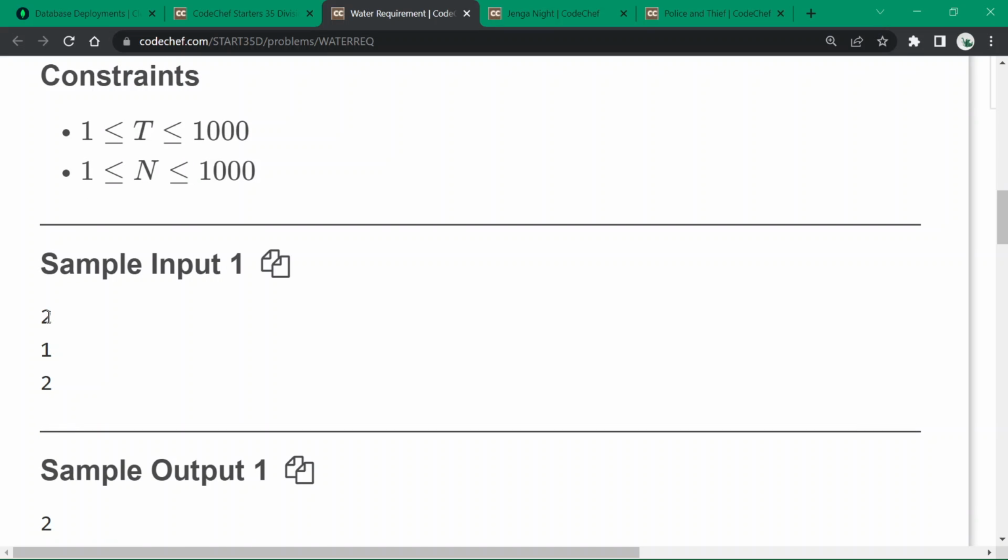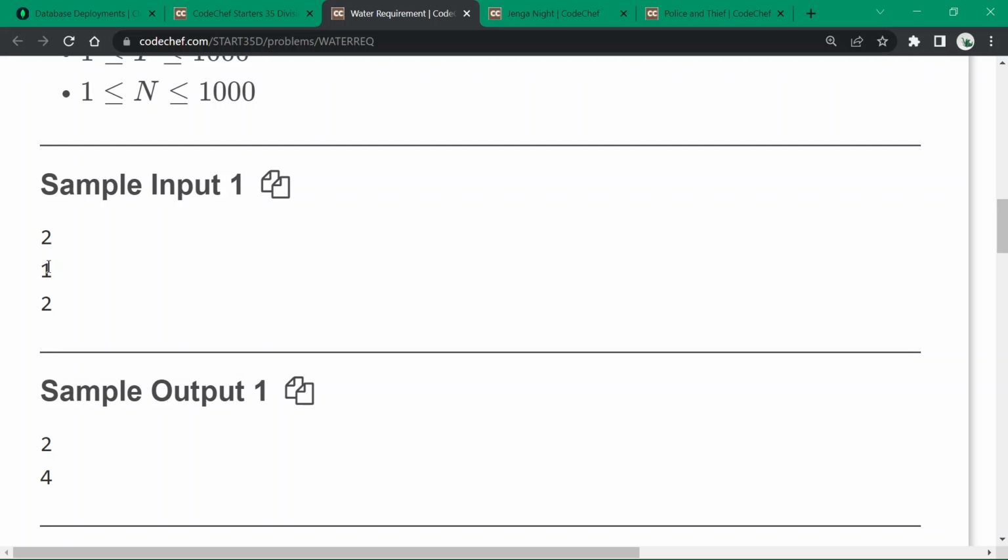For 1 hour we require 2 liters of water, for 2 hours we require 4 liters. We will just multiply N by 2.